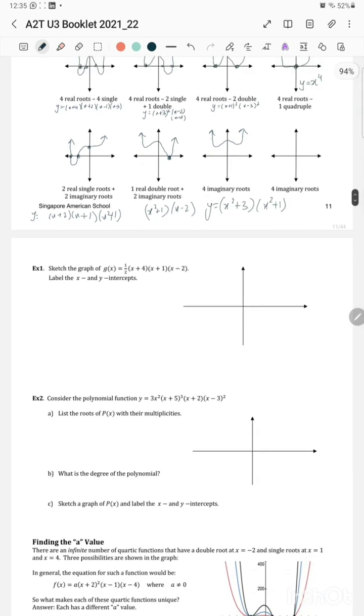Sketch the graph g of x = 1/2 (x + 4)(x + 1)(x - 2). So the roots would be x = -4, x = -1, x = +2. The leading coefficient is 1/2, sorry, we need to check that it's 1/2, so it's an increasing trend, positive.